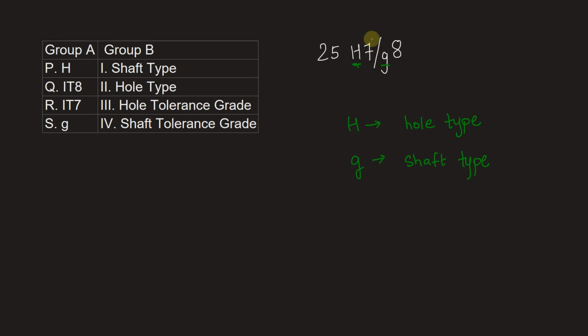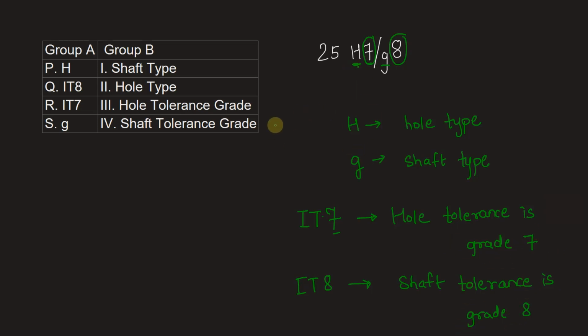What do these numbers indicate? 7 and 8. Being with hole type, this 7 will represent the hole tolerance, and it is in short written as IT. So IT7 is nothing but the hole tolerance being represented, and this 7 represents that hole tolerance is grade 7. Similarly, this 8 is IT8, that represents that shaft tolerance is grade 8. Hole tolerance is grade 7 and shaft tolerance is grade 8. This is the complete meaning of this symbolic representation for the assembly.